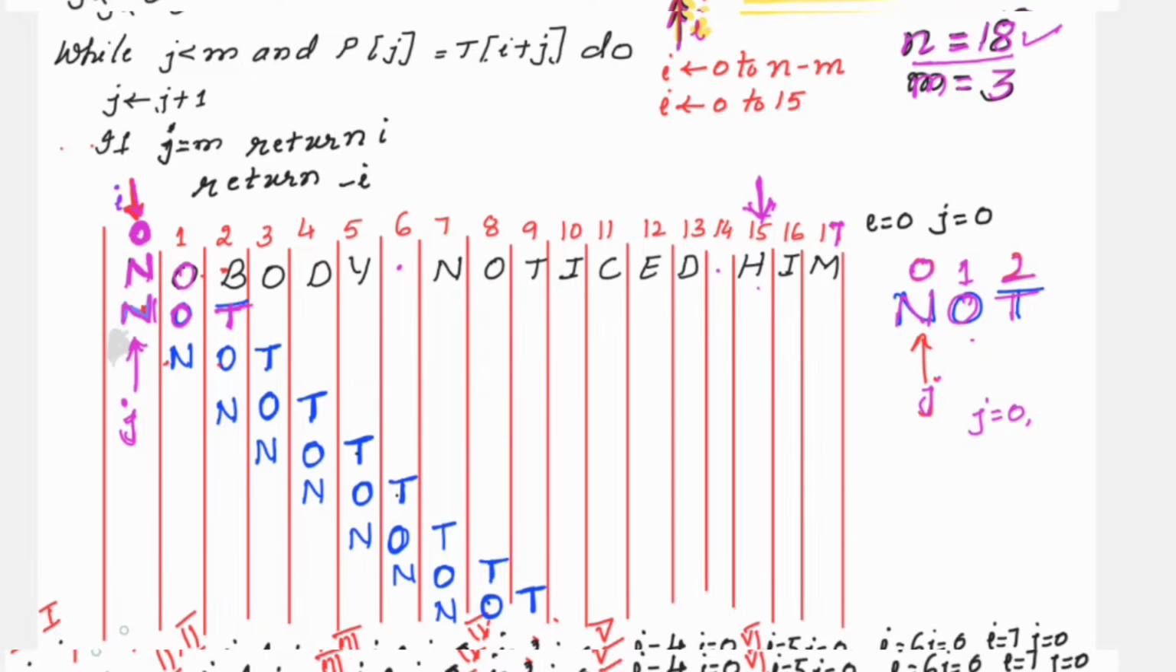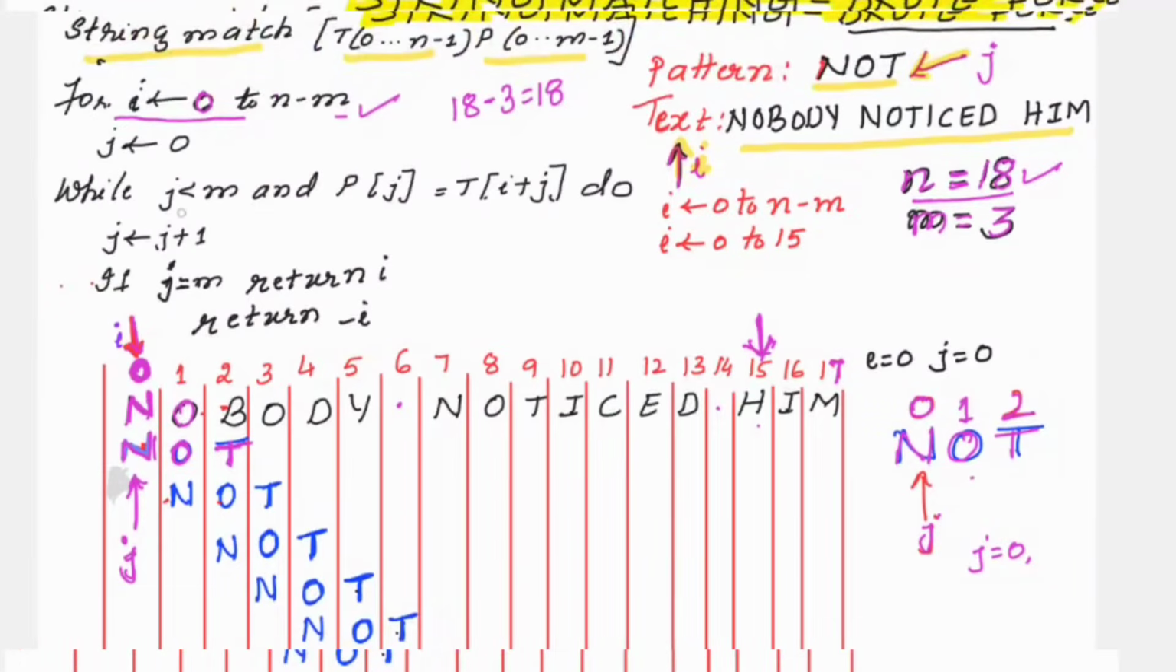First thing is, you start from i equal to 0. For i equal to 0, you will try to check j equal to 0, j equal to 1, j equal to 2. That means the inner loop j will always run like this: while j is less than m, as long as there are letters in the pattern.